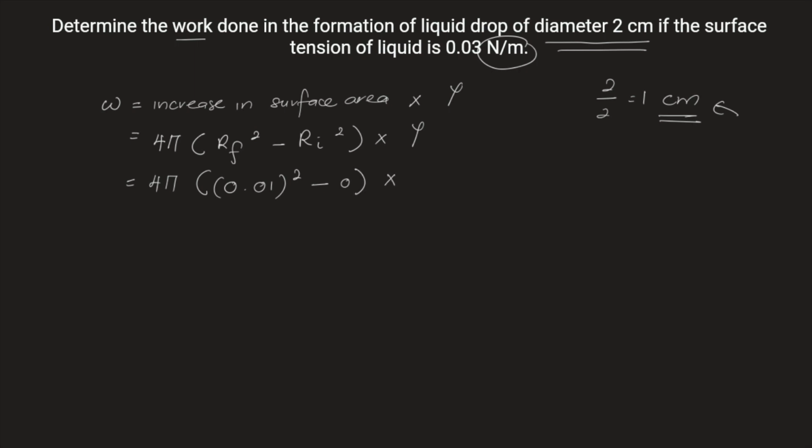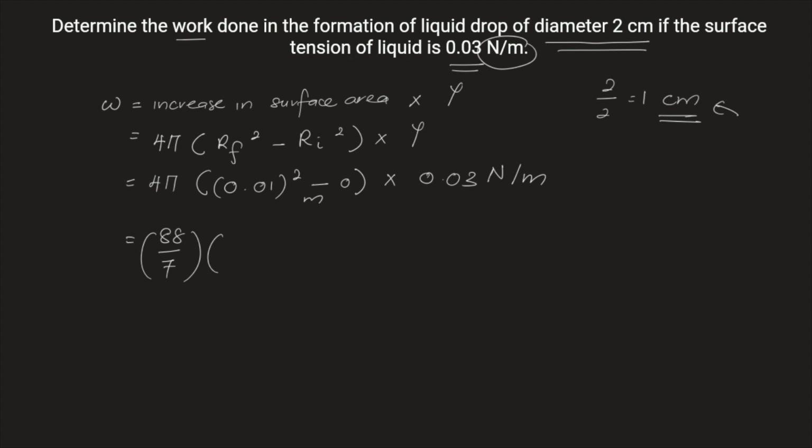And then times your surface tension given in the question, which is 0.03 Newton per meter. So therefore here is meter. So you're just going to do this: 4 pi is equivalent to 88 over 7.